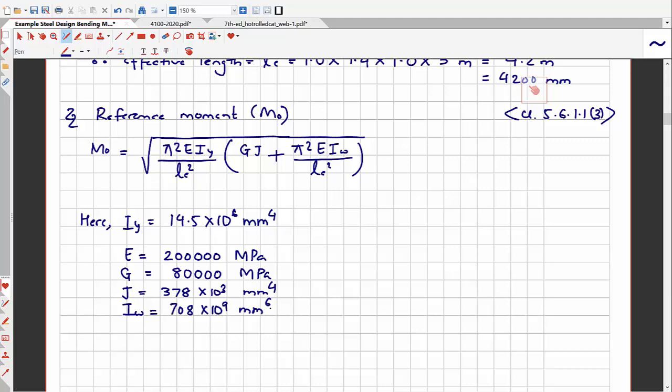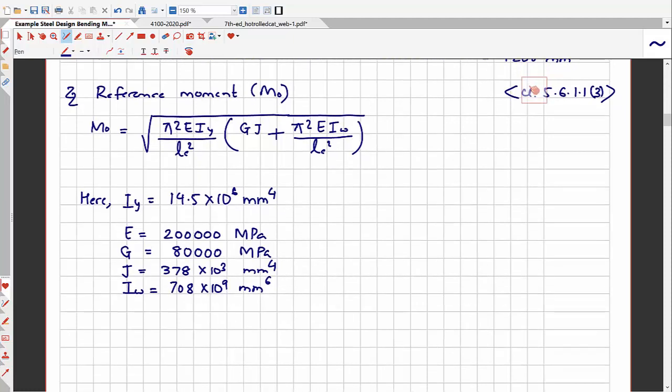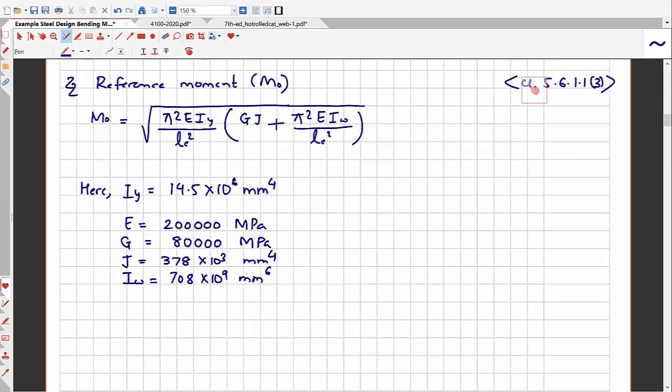So all of these properties are taken again from the steel table. Now plugging all of them back in, if you calculate M naught, just plug in the values. Remember, L_e you have to put in millimeters as well. So put the L_e in millimeters and plug the values back in. So we get M naught as 421.4 kilonewton meter. So plugging back all the values, we get the reference moment as 421.4 kilonewton meter.